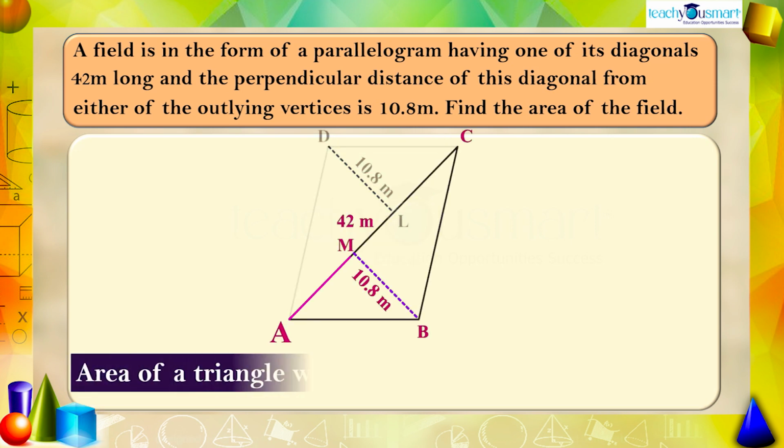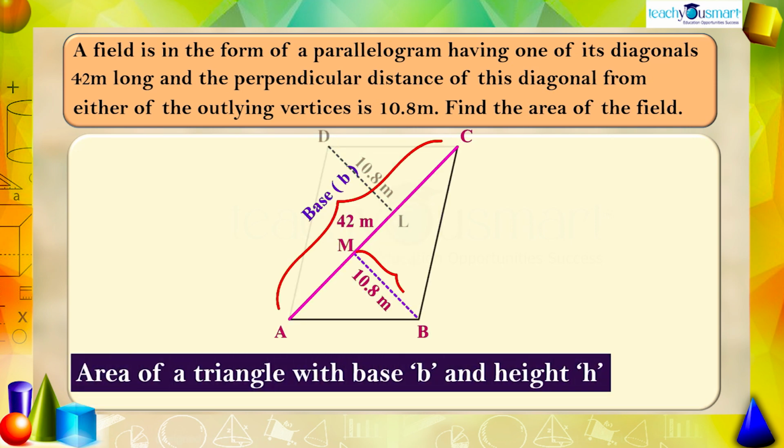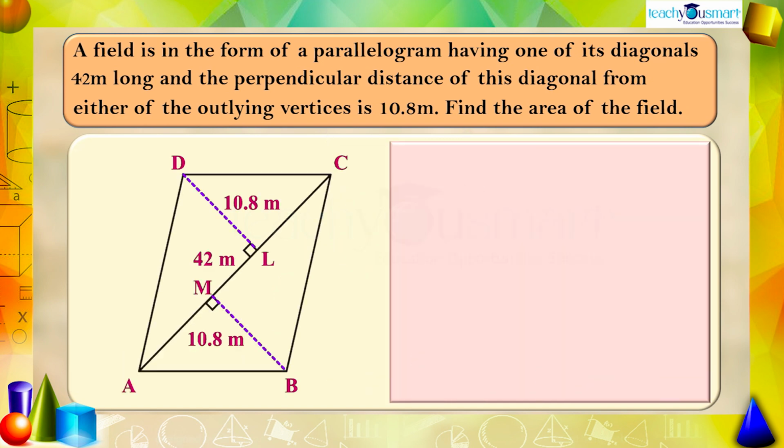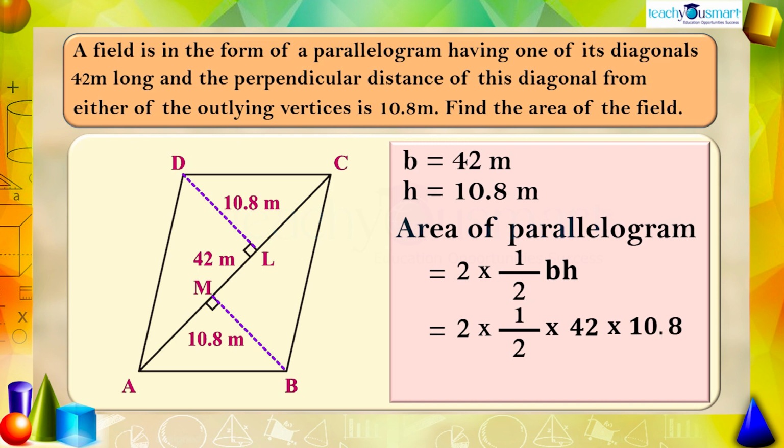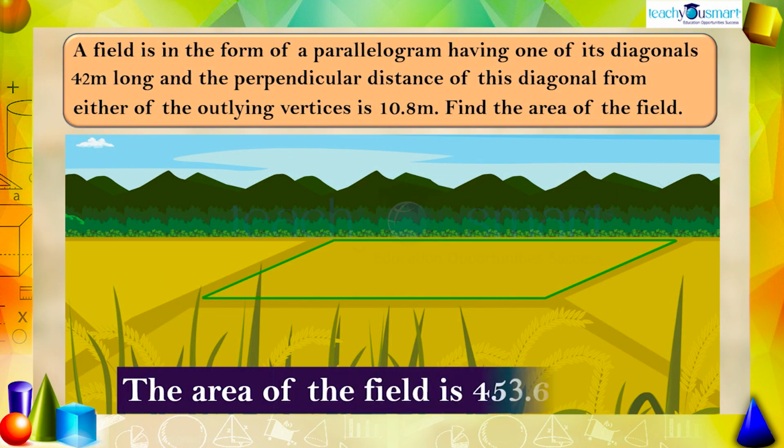We have the area of a triangle with base B and height H is half BH. In these triangles, B equals 42 meters, and H equals 10.8 meters. So the area of the parallelogram is 2 multiplied by half BH. That is, 2 multiplied by 1 by 2, multiplied by 42, multiplied by 10.8, which is equal to 453.6 square meters. Therefore, the area of the field is 453.6 square meters.